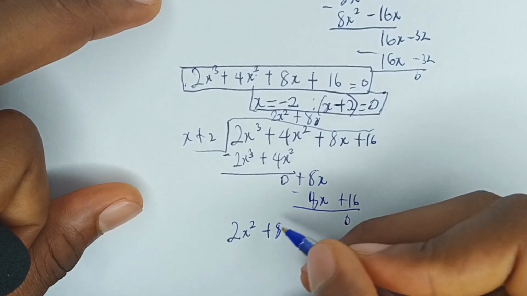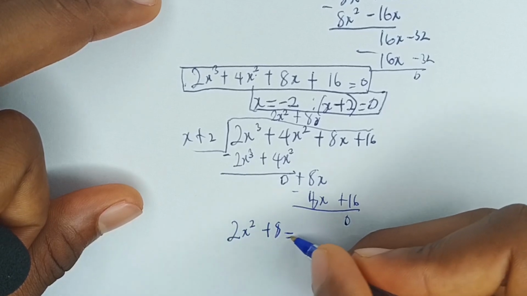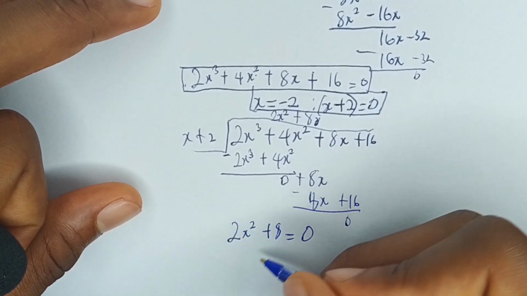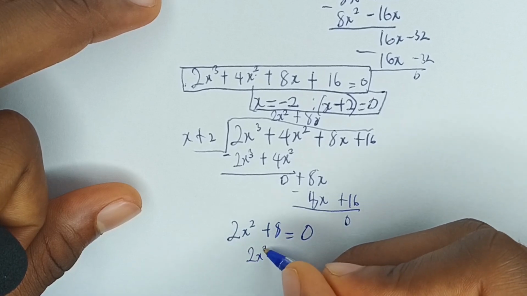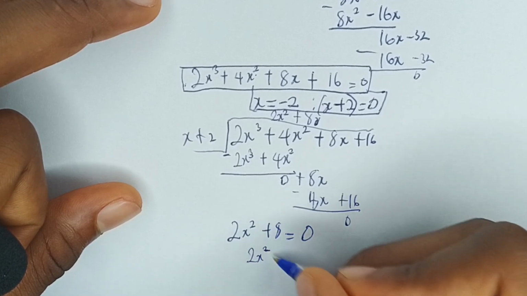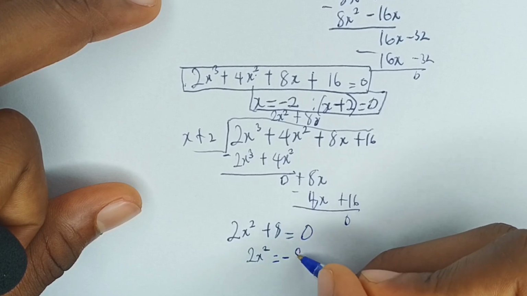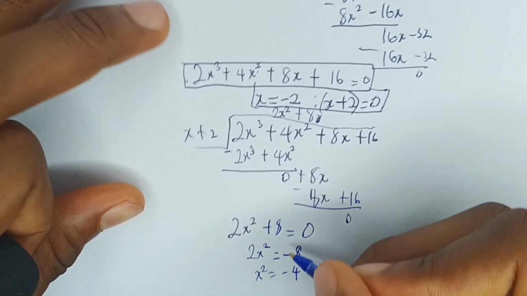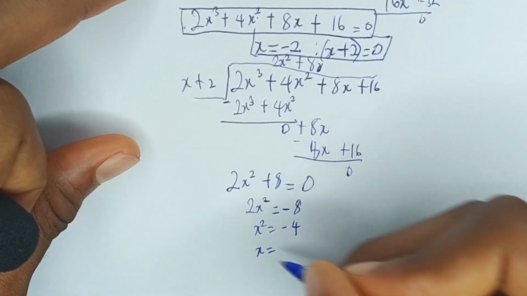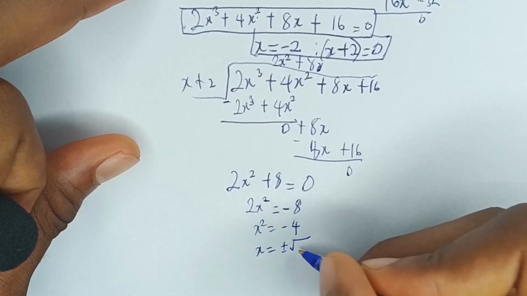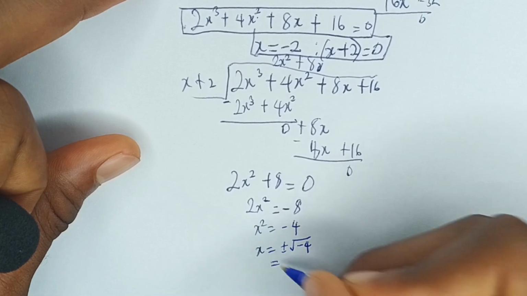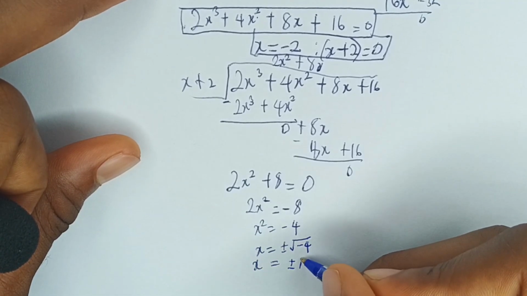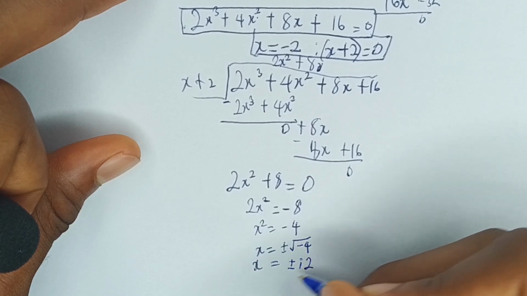Alright, so we have this to be equal to 0. This invariably tells us that 2x squared is equal to negative 8. Alright, x squared is equal to negative 4. Therefore, x will now be equal to plus or minus square root of negative 4, which is equal to plus or minus i root 4, that is plus or minus 2i.